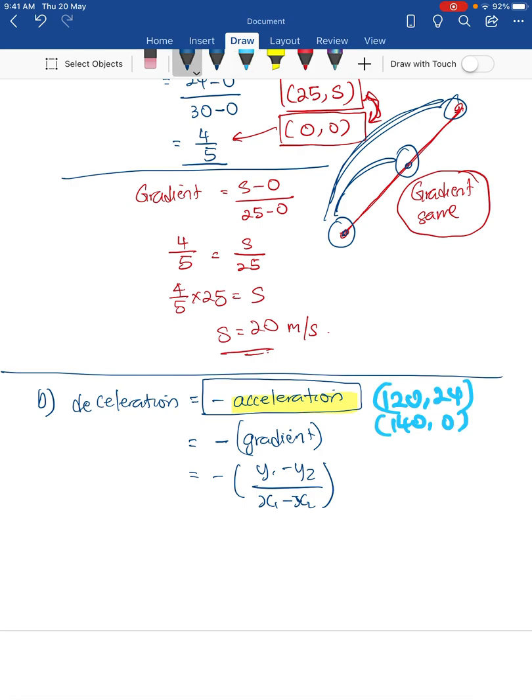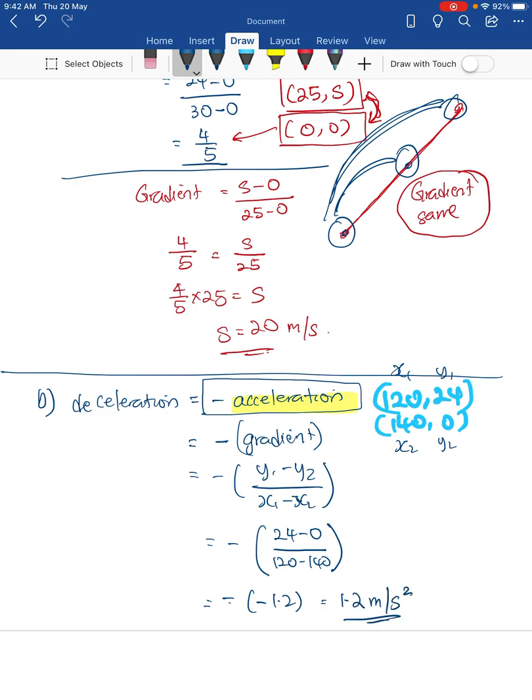Okay, so to be safe, I label them x1, y1, x2, y2. So I sub them inside with a negative in front. So y1 will be 24 minus 0 over x1 will be 120 minus 140. If you press your calculator, it's basically 24 divided by negative 20, and that gives us negative 1.2. Therefore it's just 1.2 meters per second squared. Deceleration will be this unit. Okay, so that will be for part B.